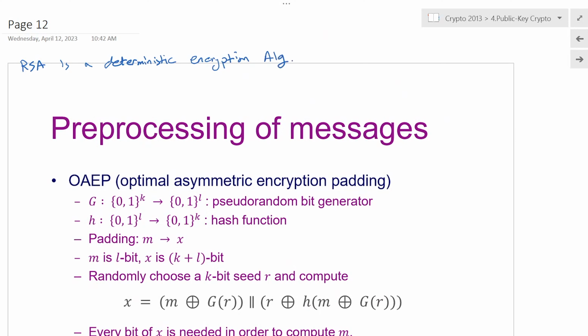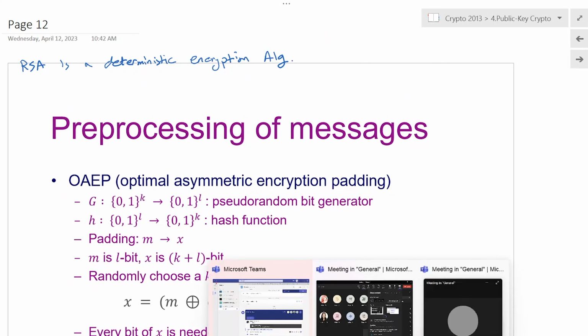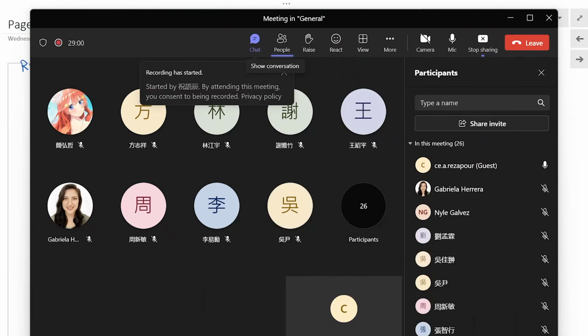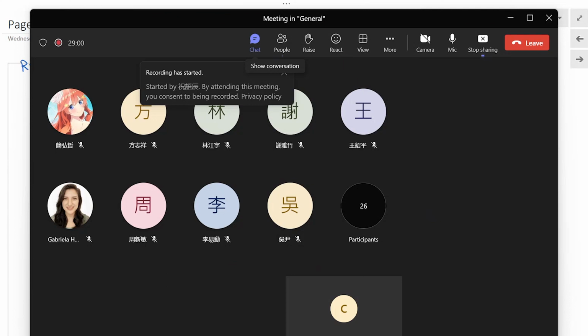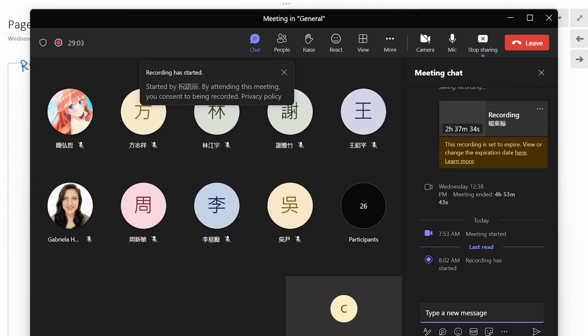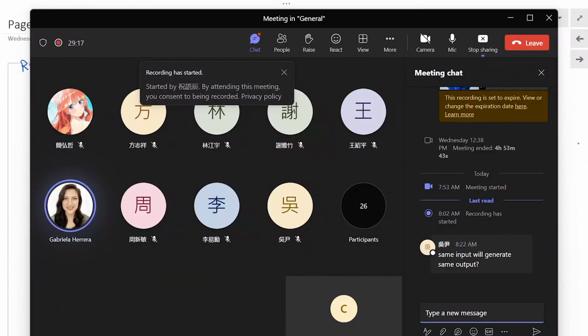Does anyone know what this statement means? Any clue? We are saying that RSA is a deterministic algorithm. Anyone want to guess what that means, or does anyone actually know? It sounds like it has an endpoint, a convergence point or something of the sort. No, we are not talking about that.